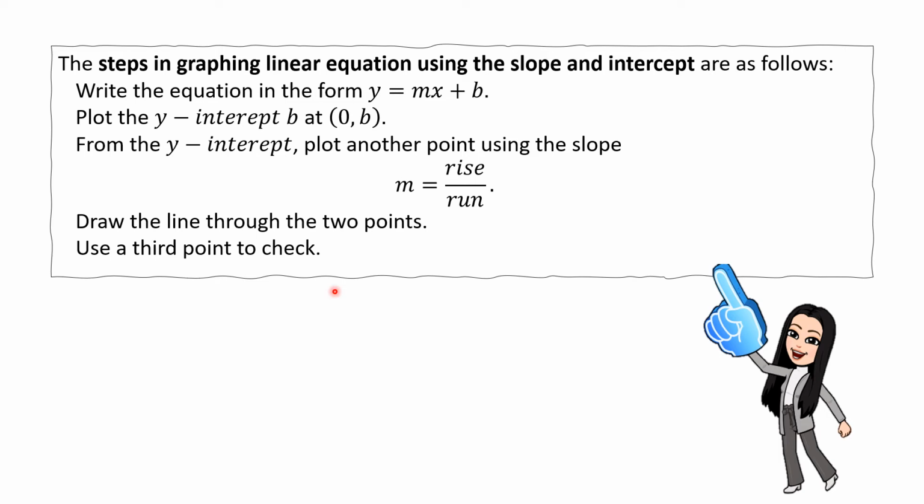Okay, next is steps in graphing linear equations using the slope and intercept are as follows. So first is write the equation in the form y equals mx plus b. So, i-change the ganun sa always into slope and intercept form. Plot the y-intercept b at 0, b. From y-intercept, plot another point using the slope m equals rise over run. Draw the line through the 2 points, then use a third point to check. Okay, so let's have an example para mas hapos intindihan.